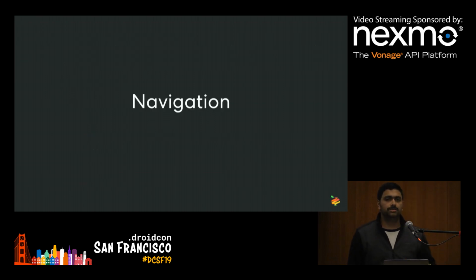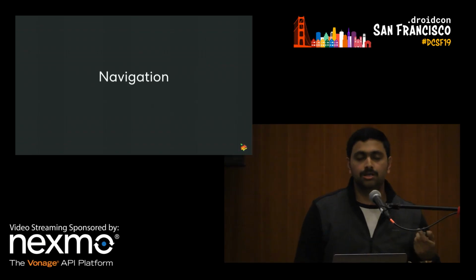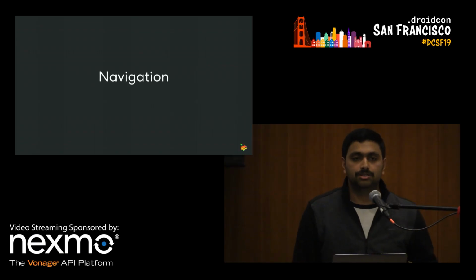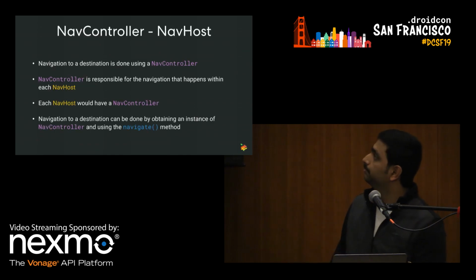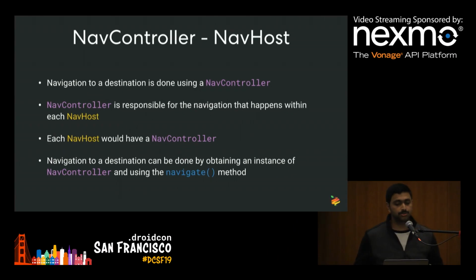So we saw all the basic stuff. We saw what a destination is, what an action is, what deep linking is, how to pass around data and all the stuff, right? So how does it all work together? How do you navigate from one destination to another? So that's where nav controller comes into play. We saw what a nav host is. So we added a nav host fragment in our activities, and it took care of all the destinations.